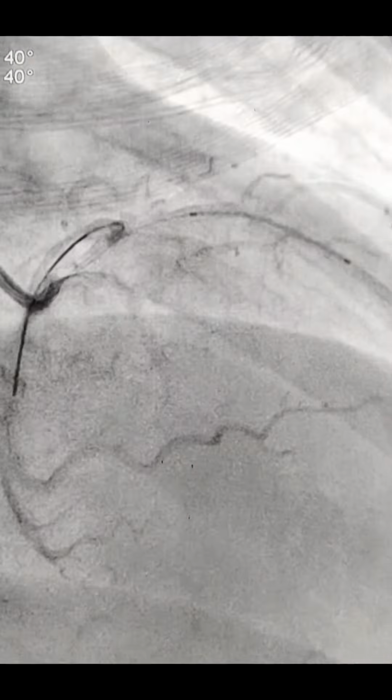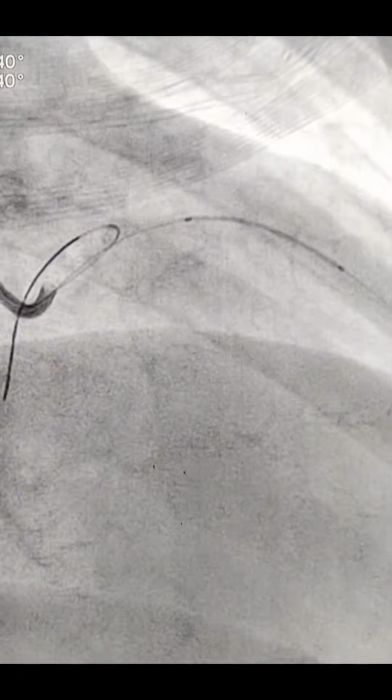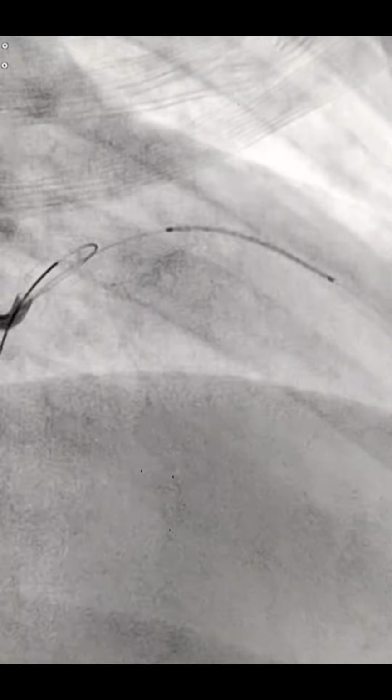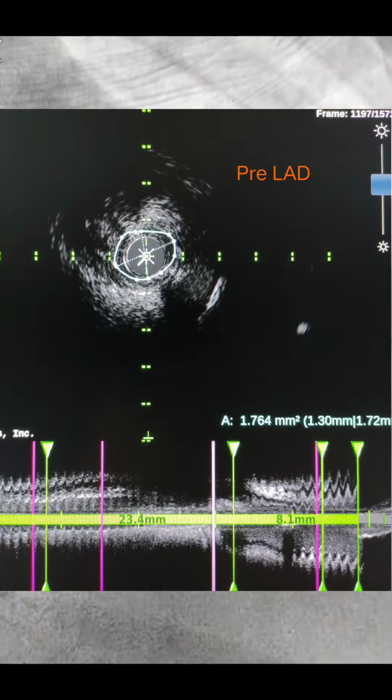Luckily there was no dissection or any thrombus dissection or any perforation after pulling the wire. So with the guidance of IVUS, we came to know that there was a severely reduced area in this mid LAD where the lesion is. The lesion was at around 80%, and the area was almost around 2 to 3 mm square.